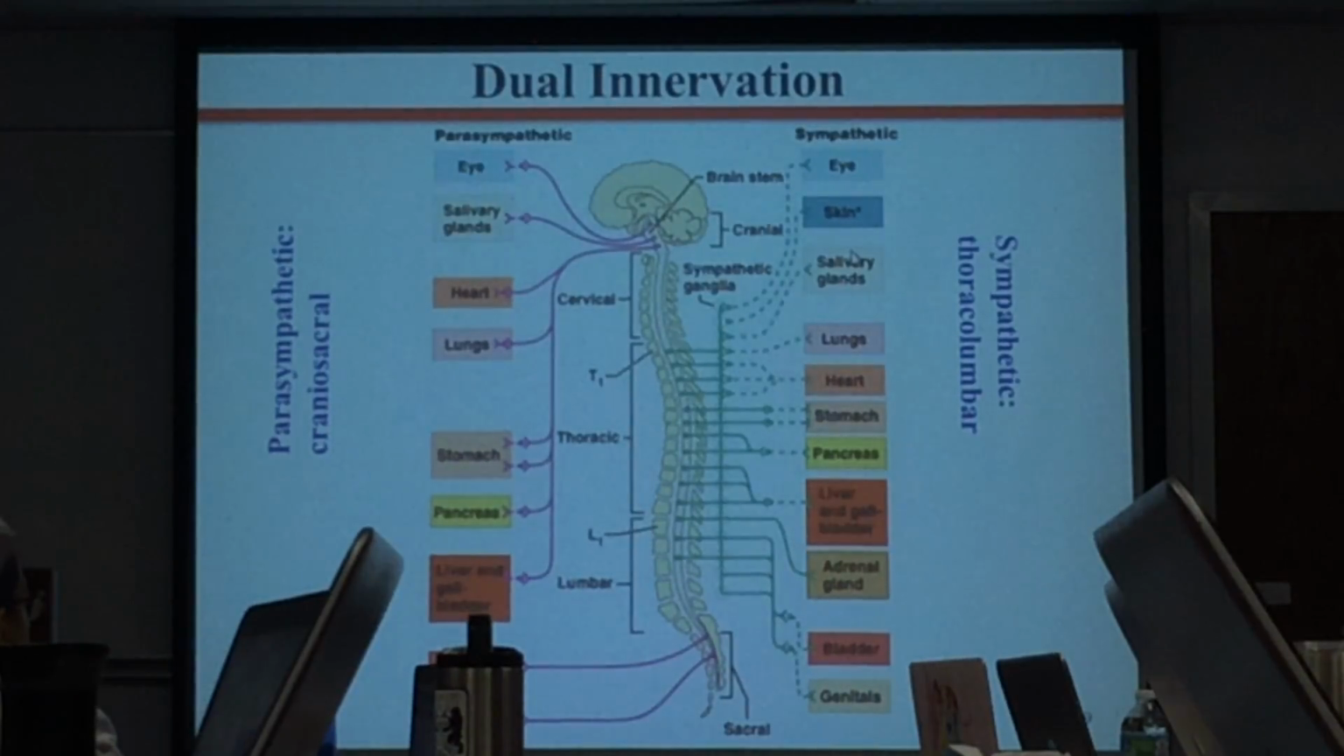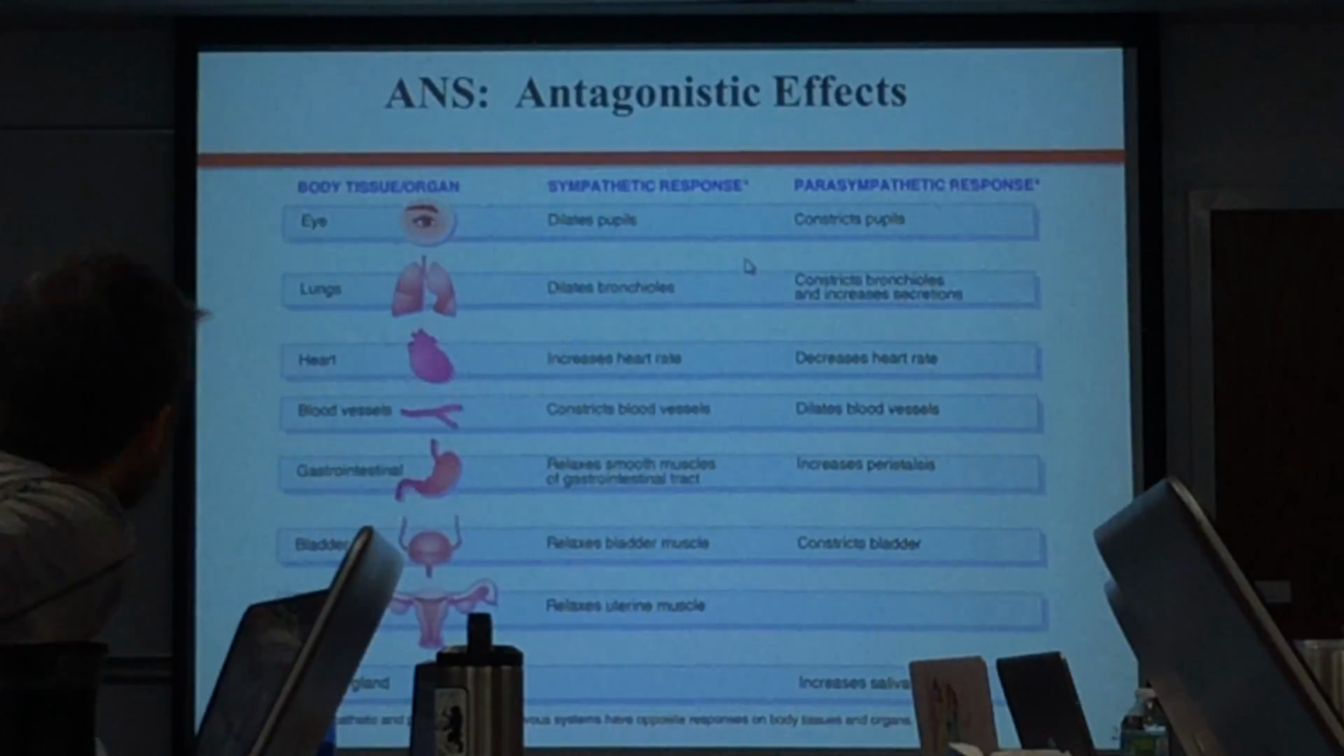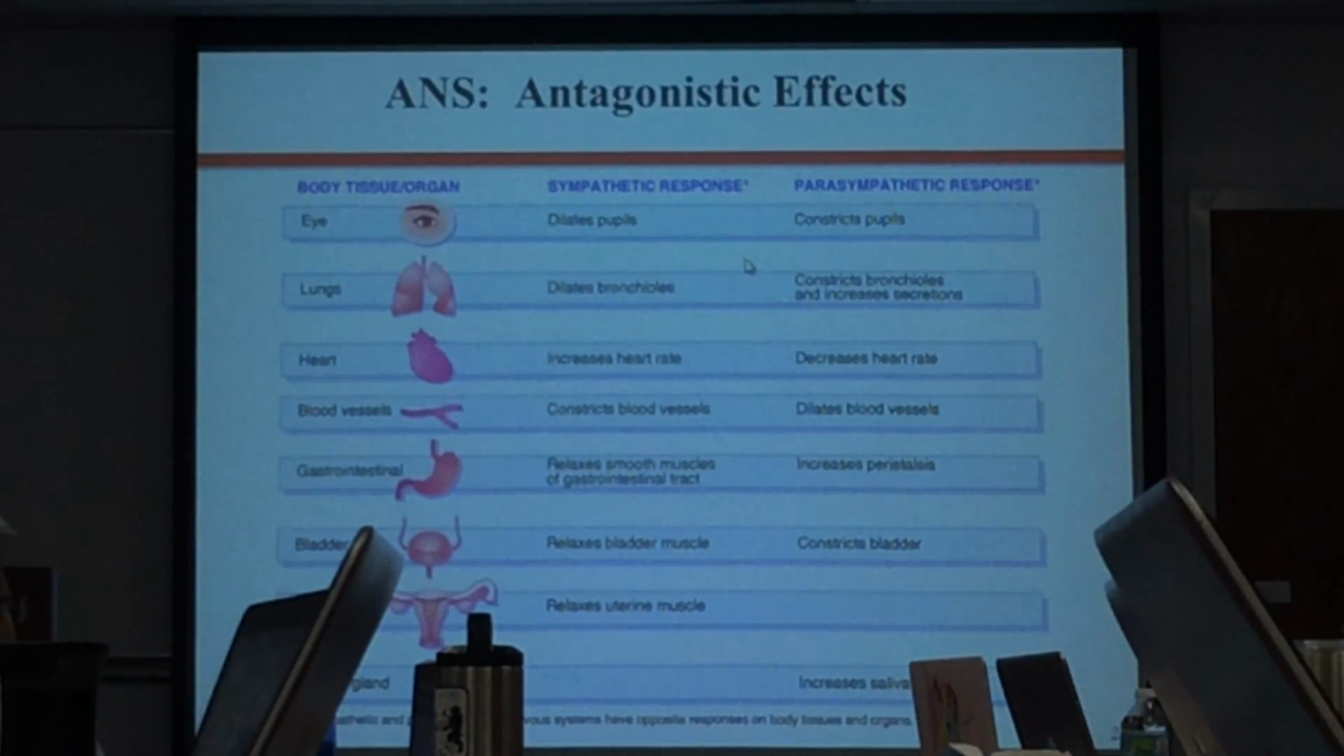There's some blood vessels that are also not innervated by the parasympathetic system. Okay, so here's the summary of the functional difference, the counteractive effect. You guys can read it. Just remember, the parasympathetic system is to counteract the stimulation of the sympathetic system to the effectors.